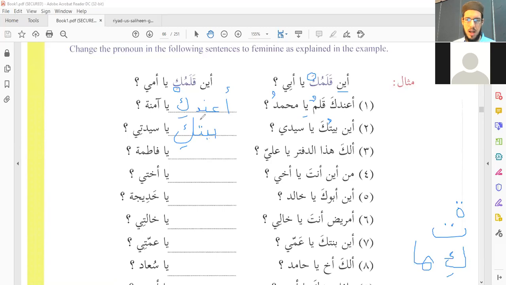That's fantastic. Great job. And I'll just point out an additional little thing: why is baytu with a dhamma? Because it's marfu'. Why is it marfu'? Because it is part of a jumla ismiya. Aina baytuka. Straighten it out: baytuka aina. So baytuka or baytuki, it is mubtada, and that's why it is marfu', and it is with a dhamma because it's a singular noun. Great job. Okay, next up, someone from the Sheikh family, number 3.